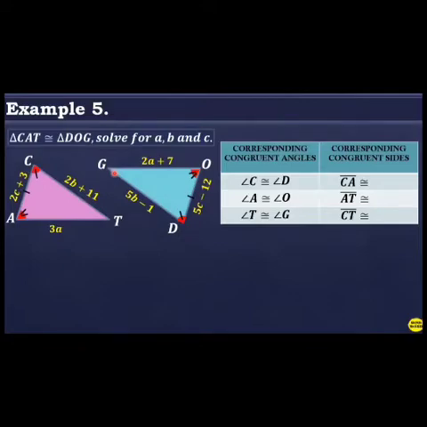What are the corresponding congruent sides? We have CA is congruent to DO. Since it started at C, CA, then DO. Okay? And then AT is congruent to OG. You can look here. And CT is congruent to DG.